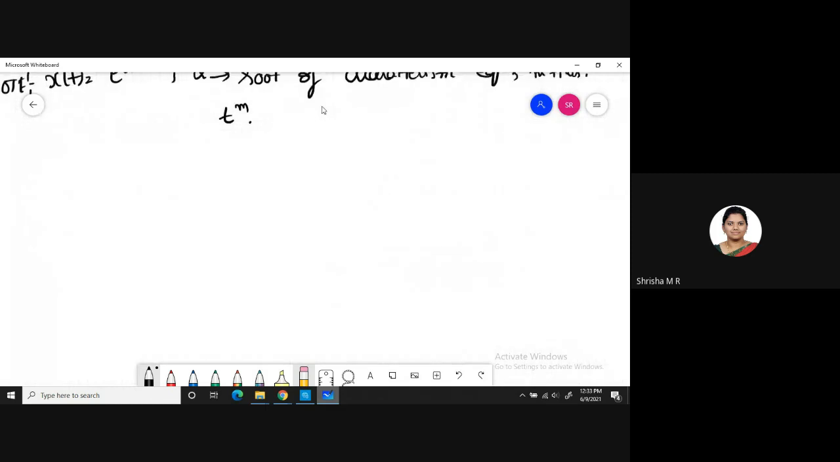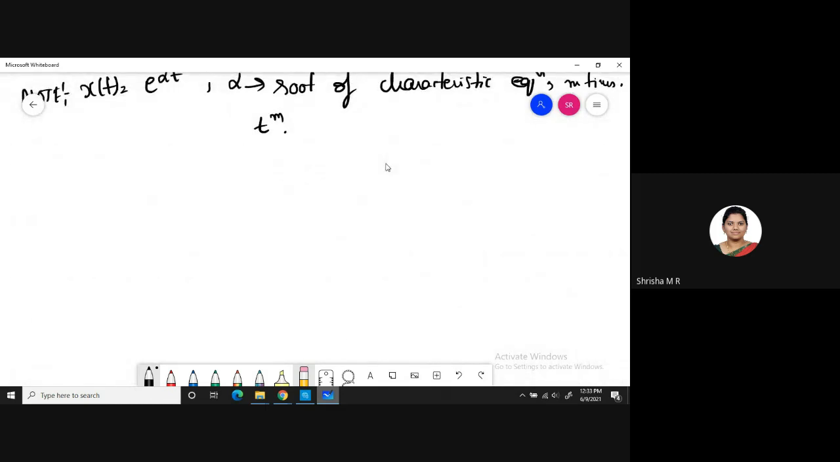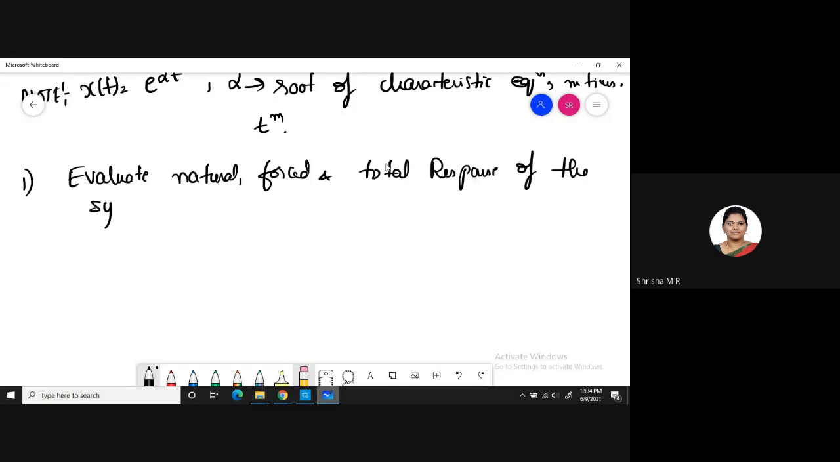So let us take down our problem and try to solve that. You will get some idea. So take down: evaluate natural, forced and total response of the system given below. The system which is given is y dash of t plus 5 times y of t is equal to u of t.